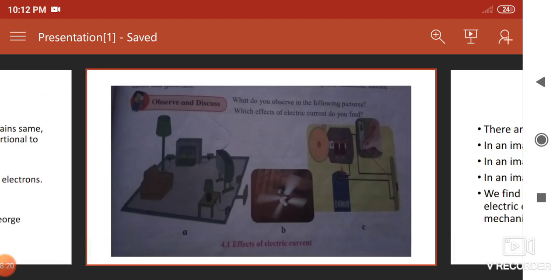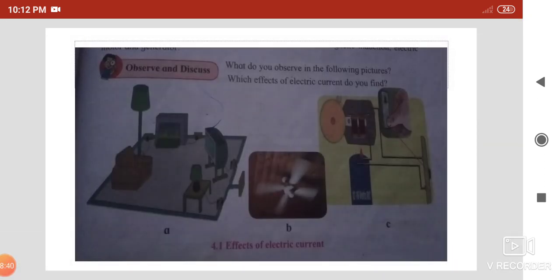Now after studying these common terms, see on page number 47, there is one diagram, one picture shown. In that picture there are three images, that is A, B and C. In this figure they ask us to observe and discuss picture one. In that picture there are three images.